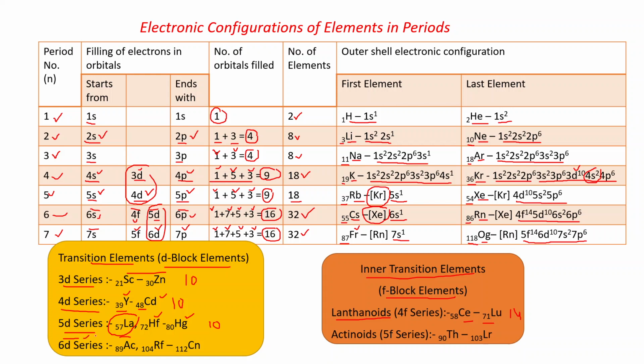In the 6d series, the first element is actinium, atomic number 89, and after 89, again 14 elements belong to the actinoid series, that is the 5f series, starting from atomic number 90, thorium, and ending at atomic number 103, lawrencium. These are the 14 elements. And after lawrencium, that is atomic number 104, rutherfordium, to copernicium, 112 Cn, these elements belong to the 6d series. Again, these are 10 elements. Is it clear?